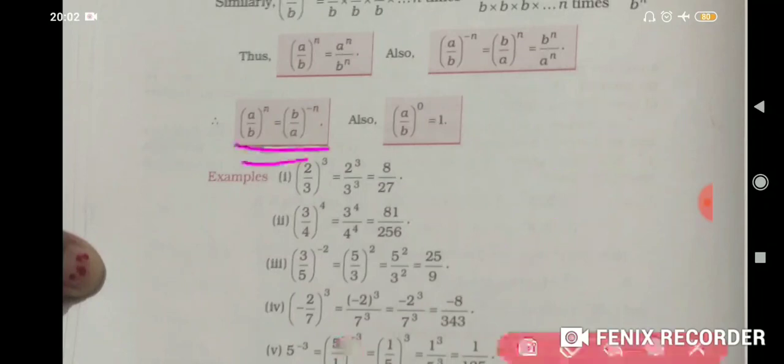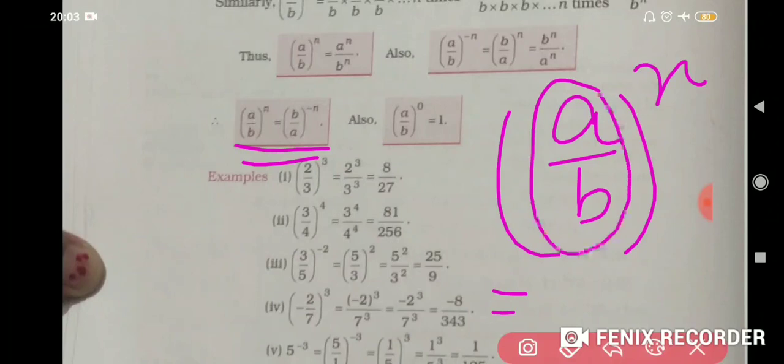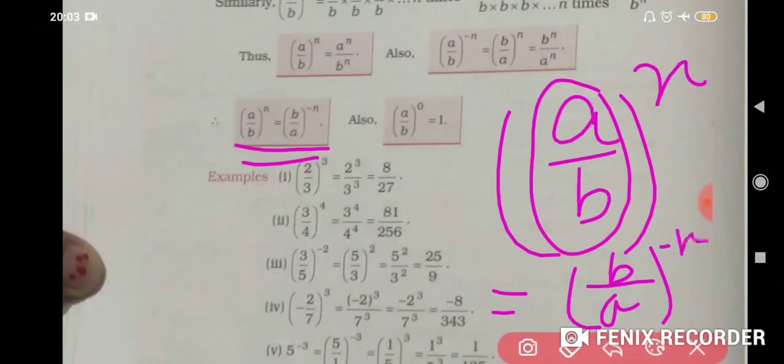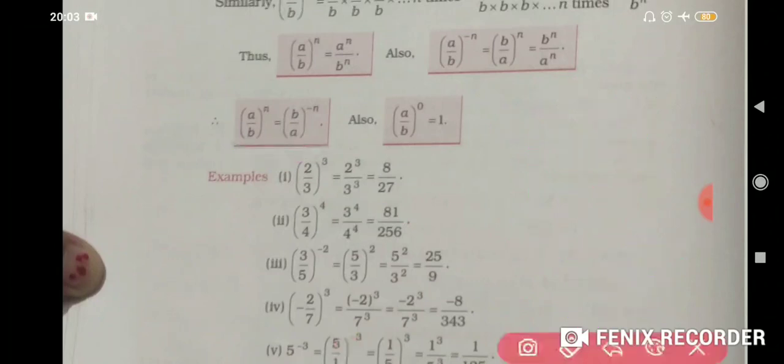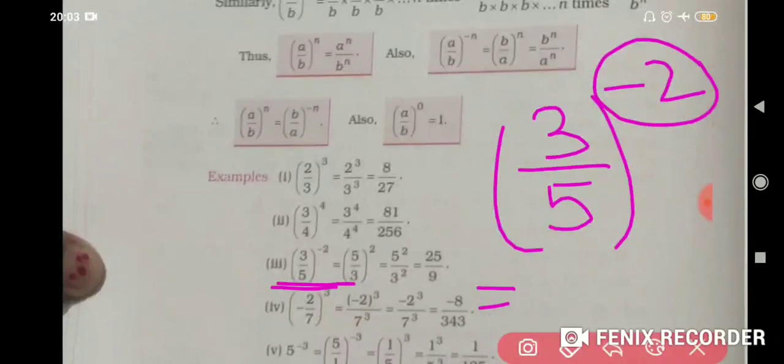And for example here, a upon b is given, and the power is n. And if I want the power to be negative, what will I do? I will do the reciprocal of this: b upon a. And what power will come? Negative. Understood? For example, we can take 3 upon 5. The power is given negative. So what do I have to do? I want the power to be positive. Obviously, when the power is positive, then only we can solve. So what will it become?